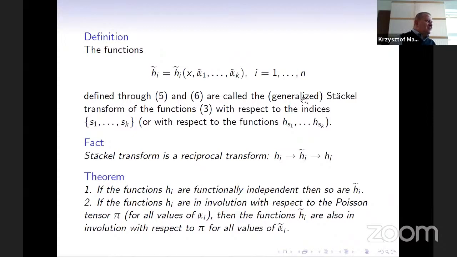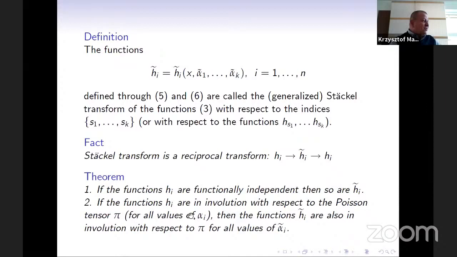And of course, you can quite easily imagine that it is a reciprocal transform. If you do it twice, you get back to your old functions. This is just a moment of reflection. I know this concept is new for you, but if you think a little bit about it, you realize that if you perform this reciprocal transform again with respect to the same set of indices, then you get back to the old Hamiltonians, the old functions. So this is good. But what is also more interesting is that if the original functions are functionally independent, then the Stäckel transform is also functionally independent.